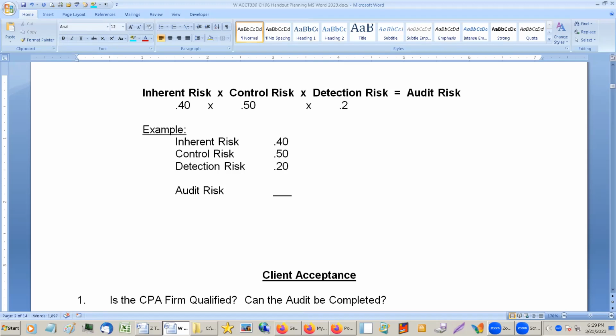Oops. Let's try that again. And this will give us our audit risk. Shoot, I picked up my phone. I got a little calculator here. All right. Let's see, 0.04. You guys got it? You want to check that.